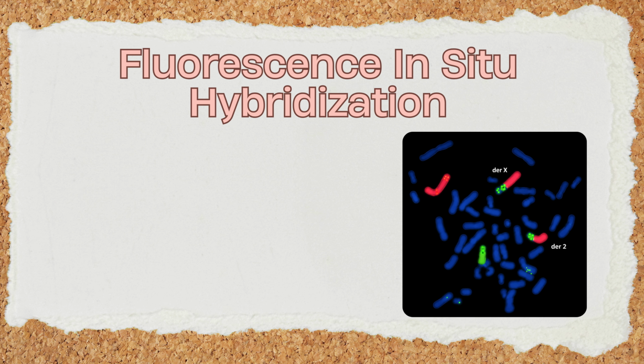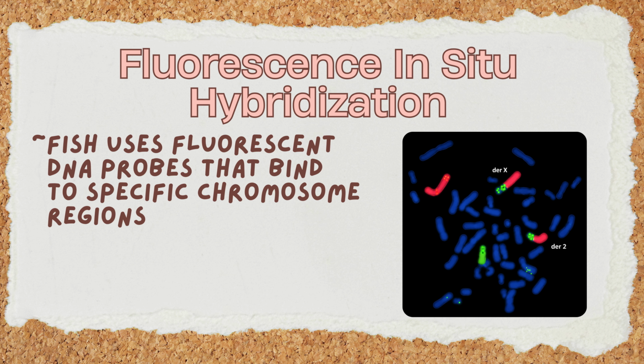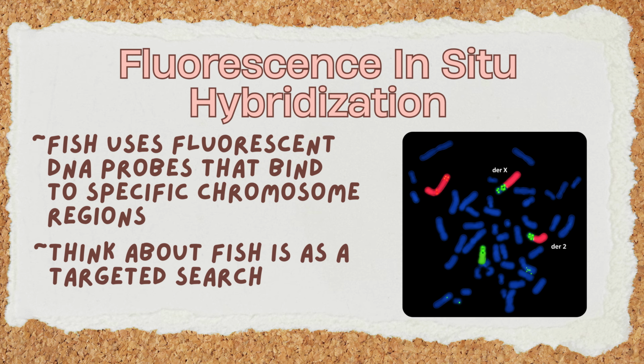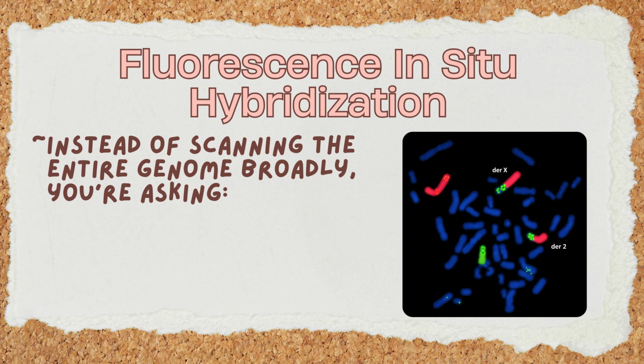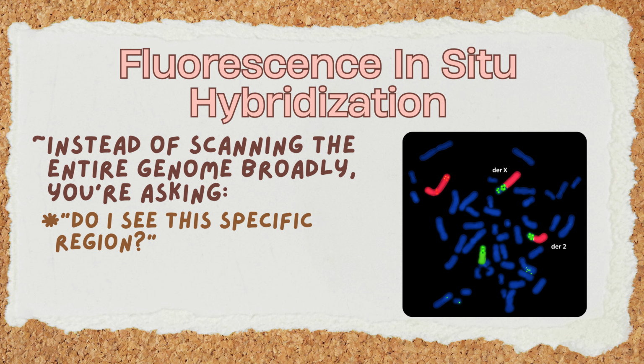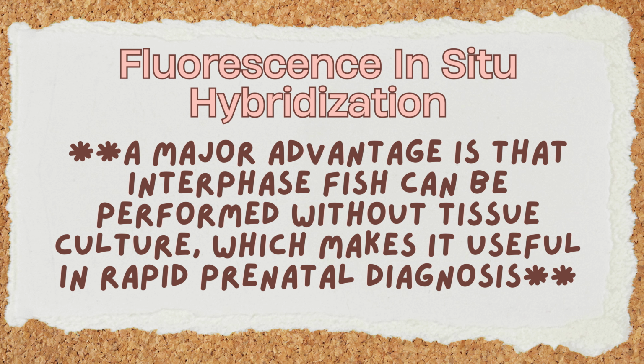Next is FISH, or Fluorescence in Situ Hybridization. FISH uses fluorescent DNA probes that bind to specific chromosome regions. One of the easiest ways to think about FISH is as a targeted search. Instead of scanning the entire genome broadly, you're asking, do I see this specific region? And because it's targeted, FISH can be very fast. A major advantage is that interphase FISH can be performed without tissue culture, which makes it useful in rapid prenatal diagnosis.